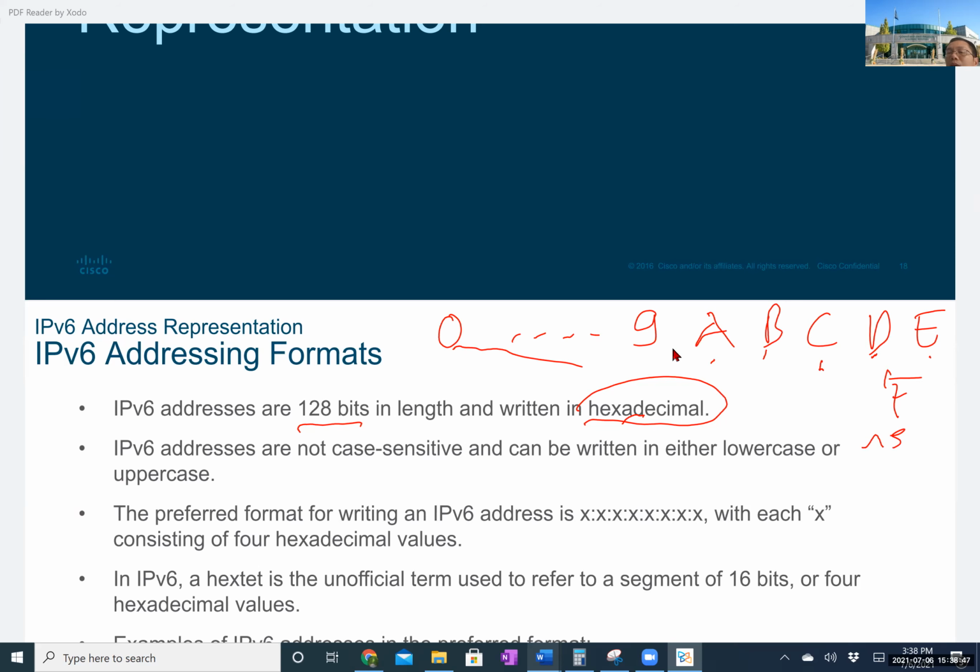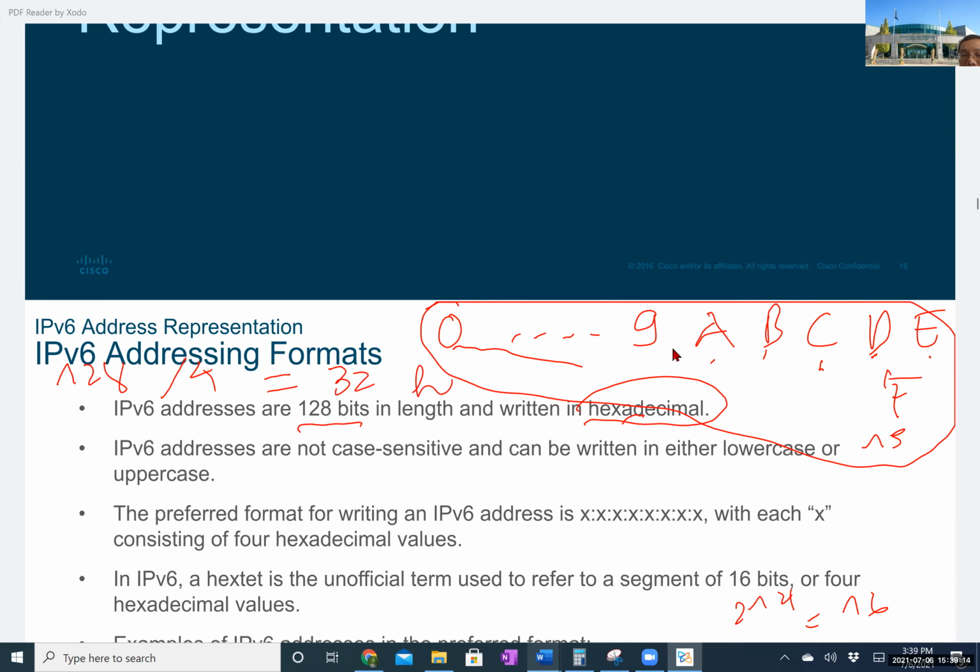In total, you have 16 possibilities for one hexadecimal digit. That's why you need 4 bits, because you have 2 raised to 4. If you have 4 bits only, you have 16. So for each hexadecimal digit, you need 4 bits in order to represent it. So in total you have 128 bits. You divide by 4, and you have 32 hex digits.